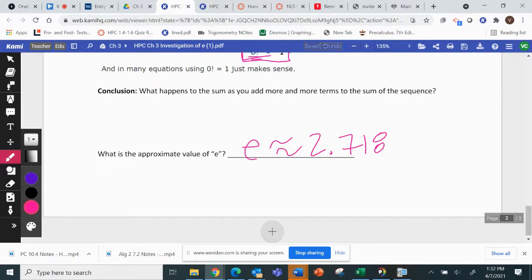All right, so you guys can go ahead and open up the second part of the notes.